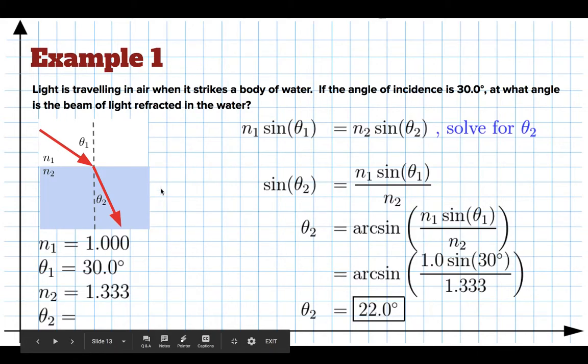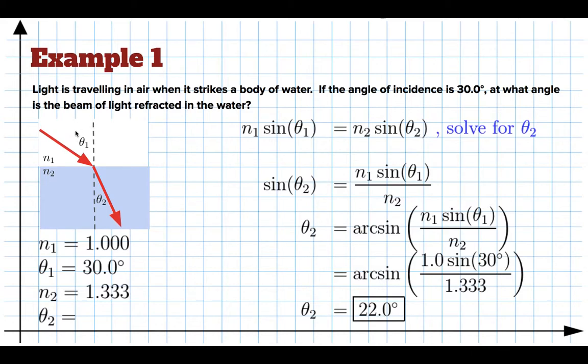And that sort of makes sense. If this angle was 30 degrees, and you imagine this is a wagon wheel, it slows down when it hits the water, and so it bends towards the normal. This angle here is smaller than the incident angle, which is what we got. So that makes conceptual sense.